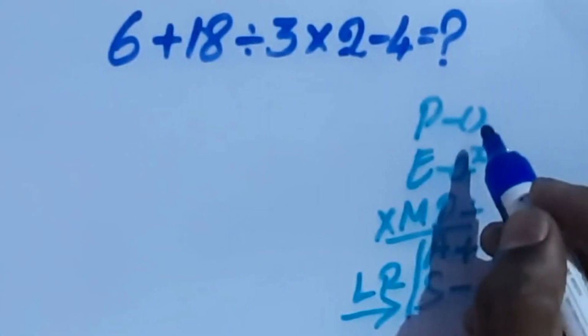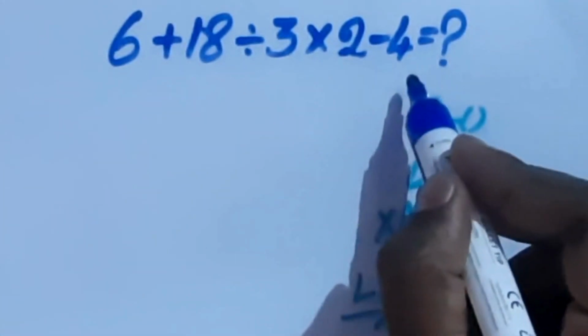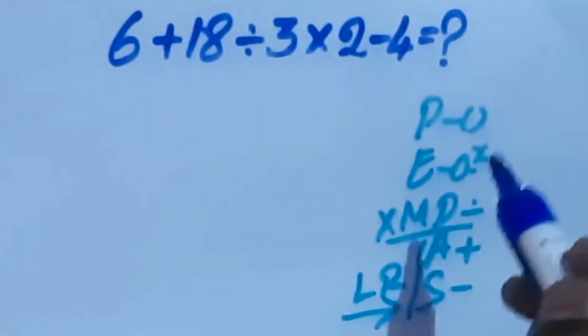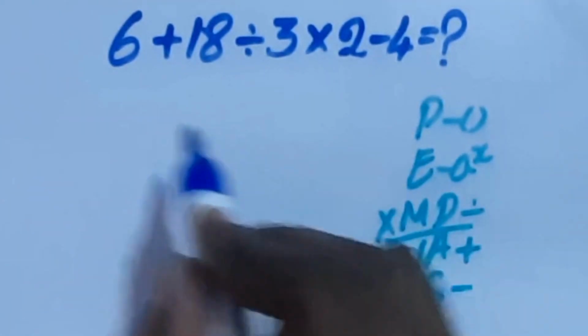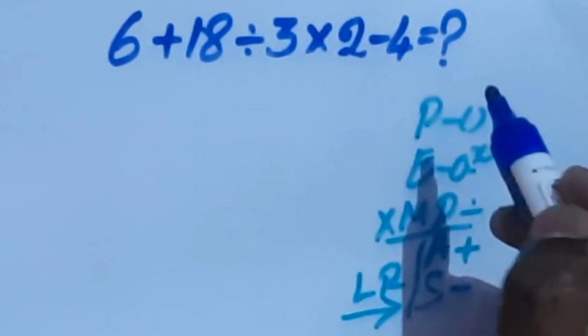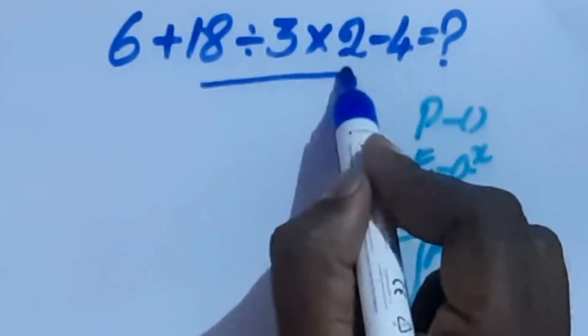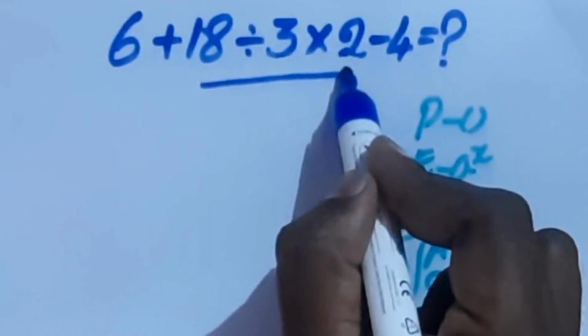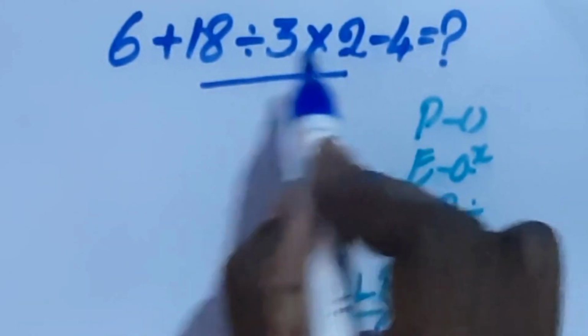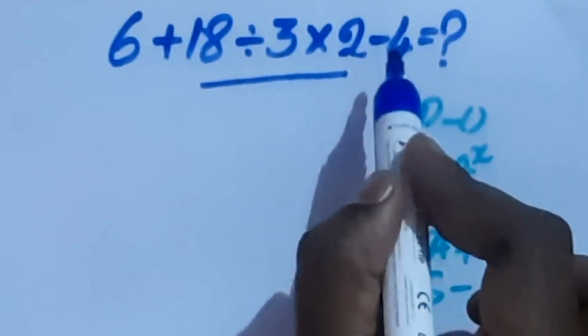Here, as per this order of operations PEMDAS, the first priority is bracket. We don't have a bracket in this problem. The next priority is exponent. Exponent is also not there in the problem. So the next priority is multiplication and division. Here we have division and multiplication in this problem. So we have to do this division and multiplication before this addition and subtraction.